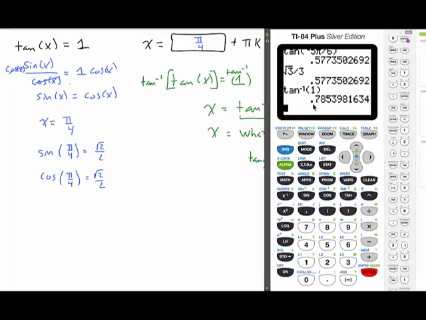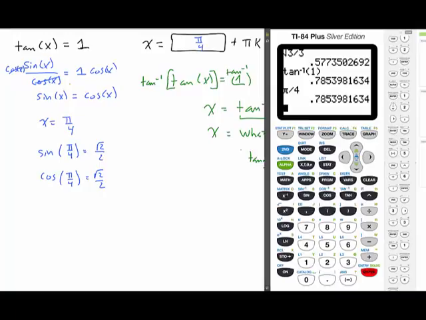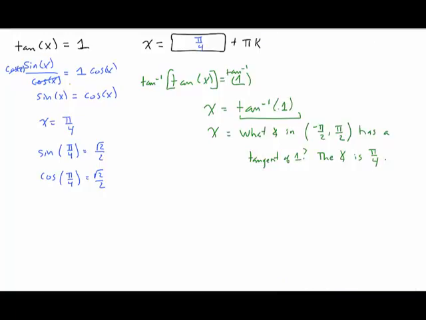Let's see what we get. It does not look like pi over 4. However, if I checked my answer, you can see that they do match. So it is pi over 4, but I need that exact form. So again, I get that pi over 4 up here.